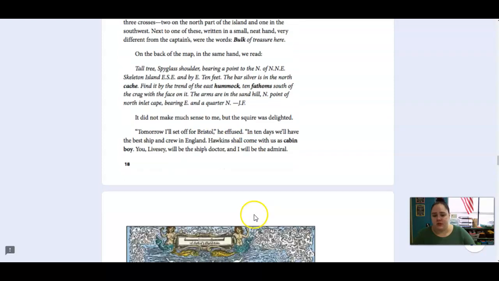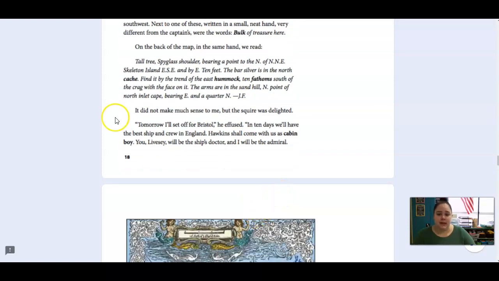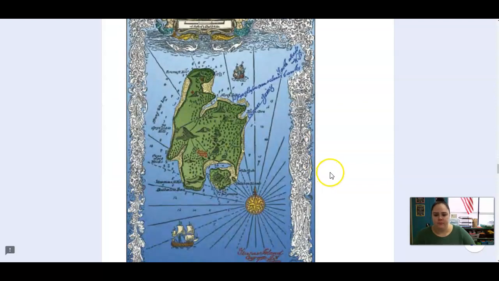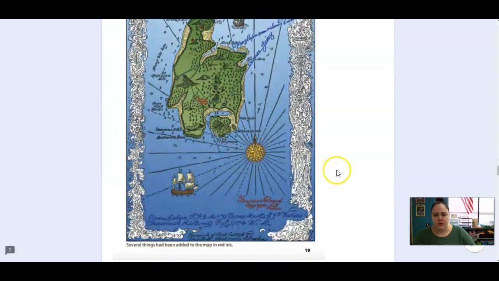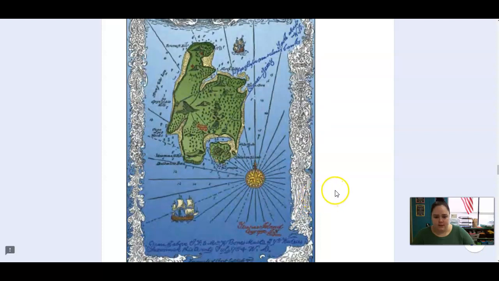It did not make much sense to me, but the squire was delighted. "Tomorrow I'll set off for Bristol," he fussed. "In 10 days we'll have the best shipping crew in England. Hawkins shall come with us as cabin boy. You, Livesey, will be the ship's doctor, and I will be the admiral." So there's the map. You can see the stuff in red ink that had been added.